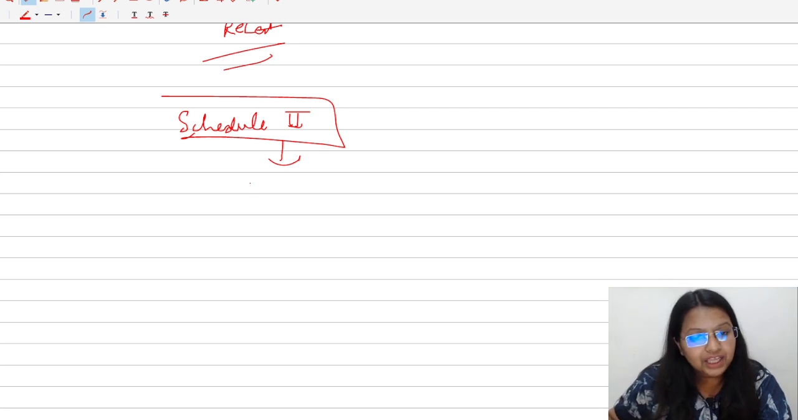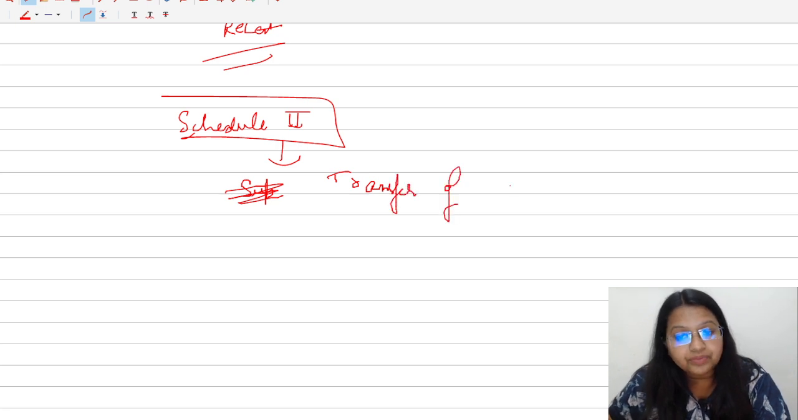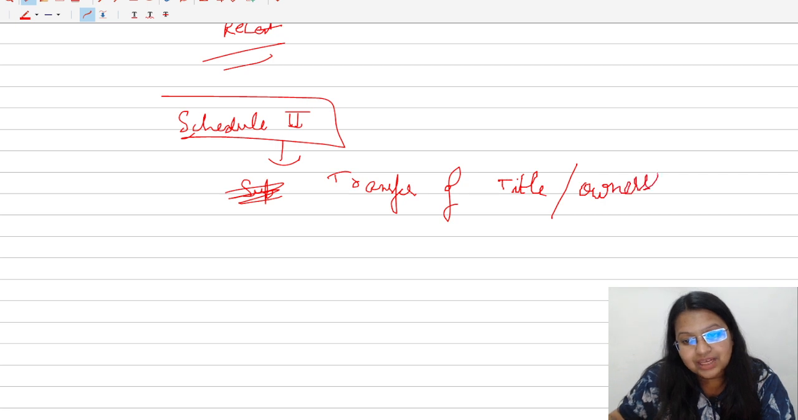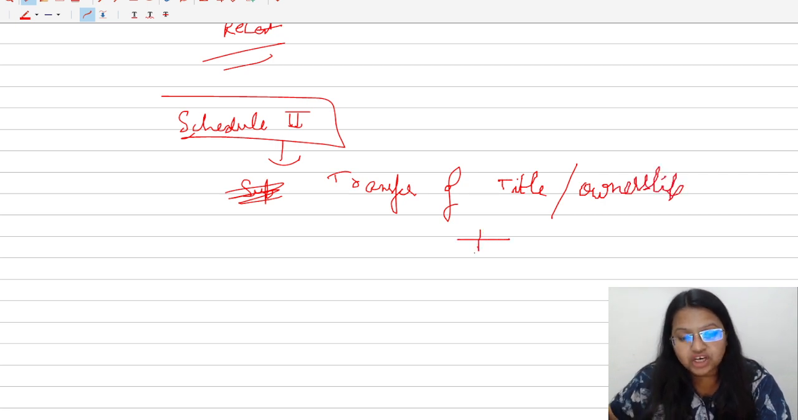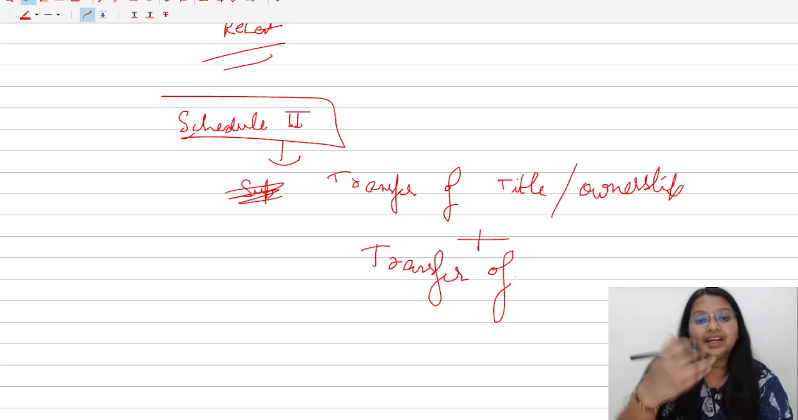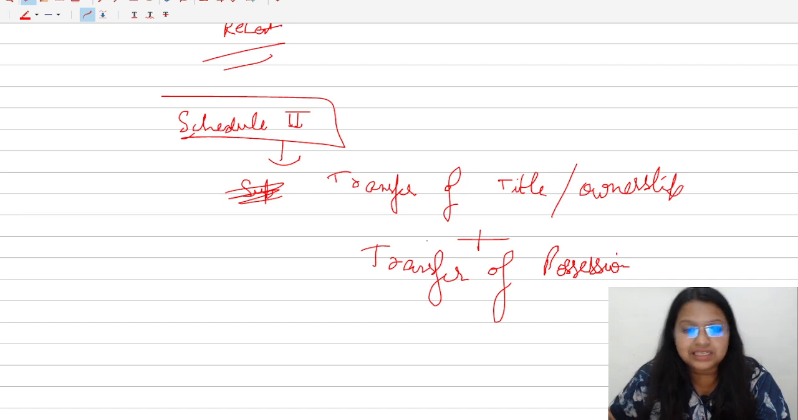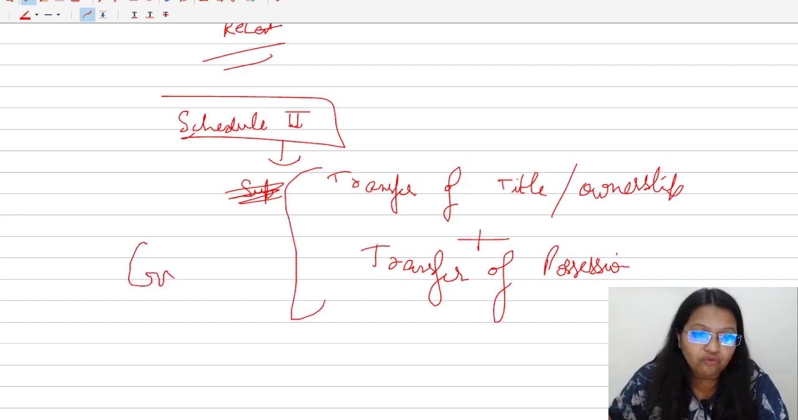So students, if there is a transfer of title, meaning the ownership, plus transfer of possession, that is, another person now has the right to use that thing, if both things have been done, we will say that there is a supply of goods.